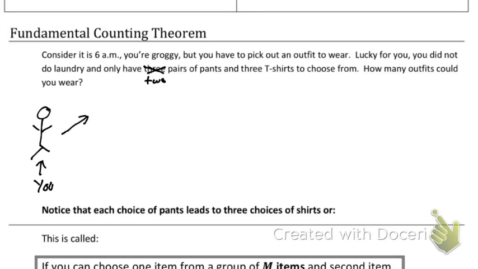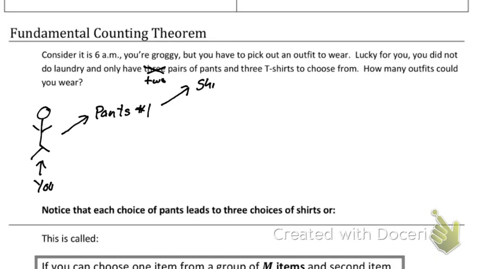So let's go down this branch. First of all, you pick out your pants number 1. You have 2 pairs of pants. You picked out the first pair, your red pair. I don't know. All right, after you pick out your first pair of pants, that means you have 3 options.